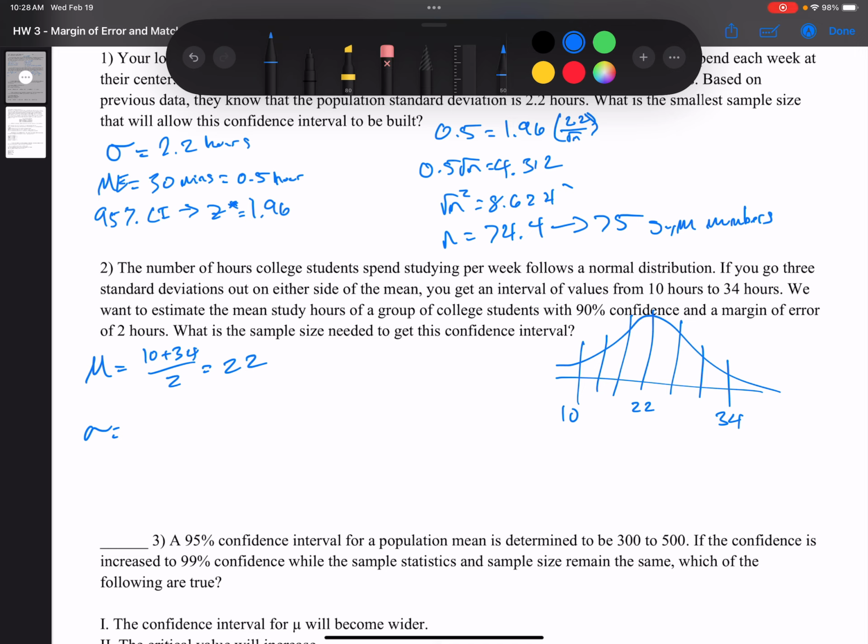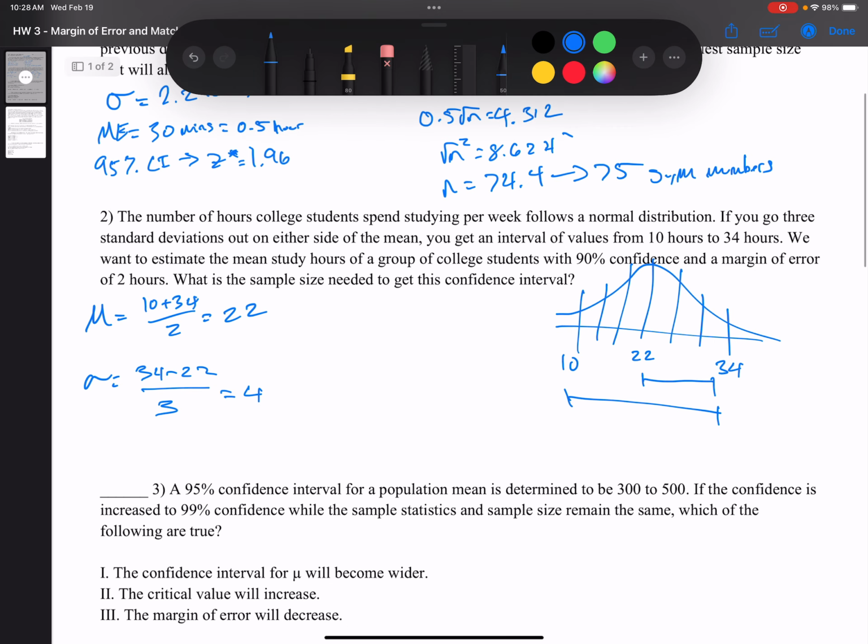Now for our standard deviation, we know if we go 3 standard deviations out from 22, we're going to hit 34. So we can take that range. 34 minus 22 is going to give us this range, and if we divide by 3, which is our number of standard deviations, then we end up with a standard deviation of 4. Another way you could calculate it is to take the whole thing and divide by 6, because there are 6 standard deviations between 10 and 34. So it's up to you however you want to go about doing that.